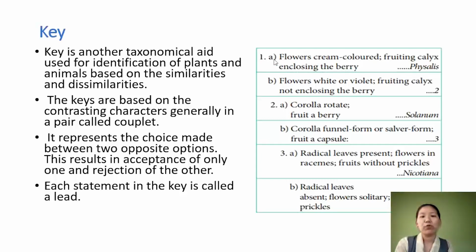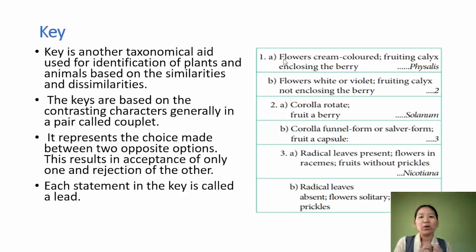For example, if you have a plant and you want to identify it, you just look at all the morphological structure and then the flower structure. Let us say you have a flower, then you are just going to compare the flower in your hand with that of the key.